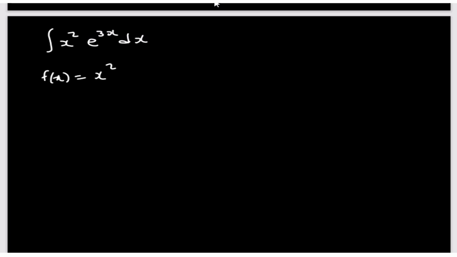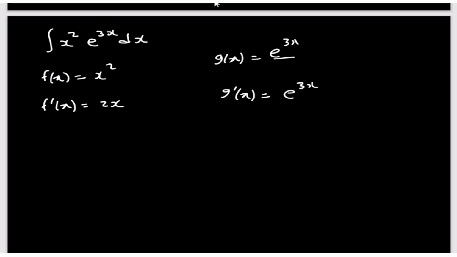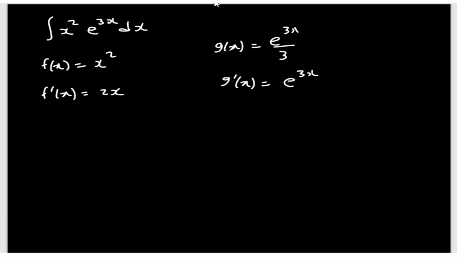What is the derivative of that? It's 2x. G prime is the exponent. How do we integrate an exponent? We know first step, it remains the same. Divide by 3, plus c, but you don't have to write plus c. Now what's the answer? The answer is f of x g of x minus the integral of f prime of x g of x.